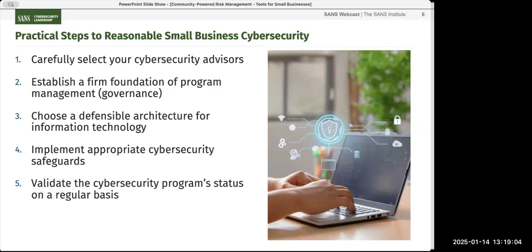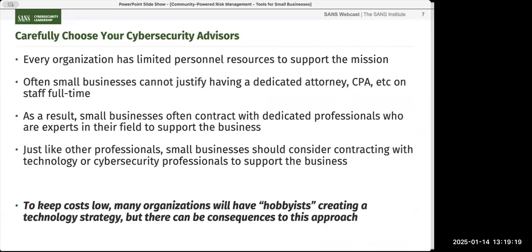Let's also talk about what safeguards would be appropriate in this context. I'll give you some specific advice here in just a minute. And then I do think a process of regular validation is useful. Okay, are we doing the things we think we should do so that we can be successful, so we can achieve our mission? All right, so let's work through this. Now, one of the steps I think I would do is I would say start by carefully choosing your advisors.